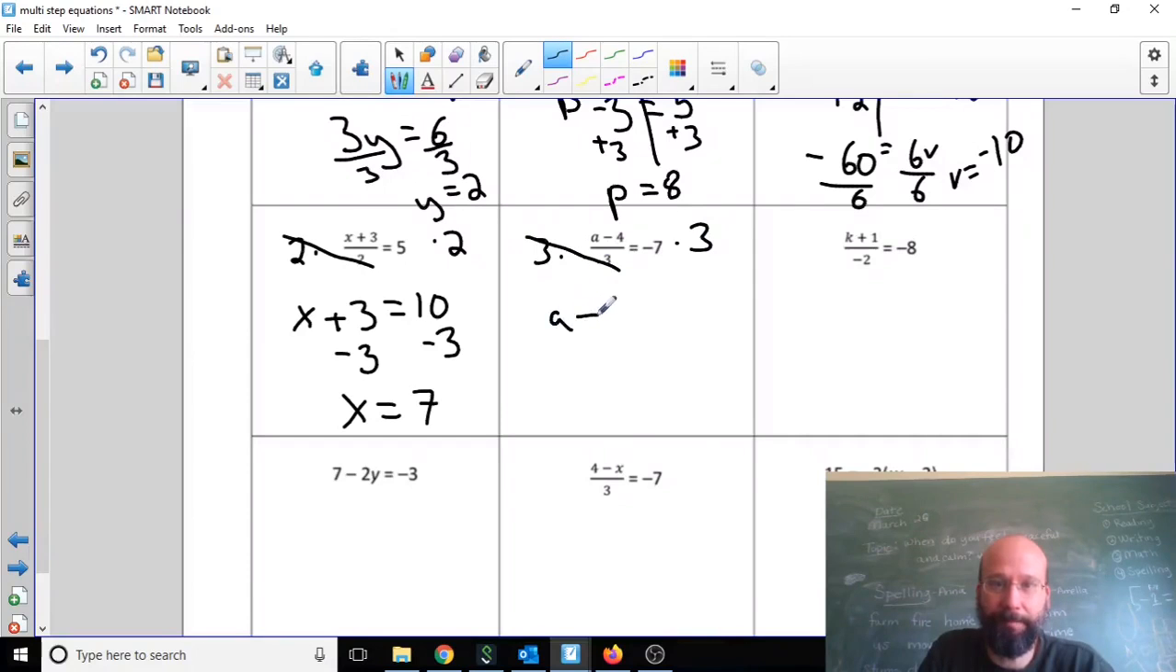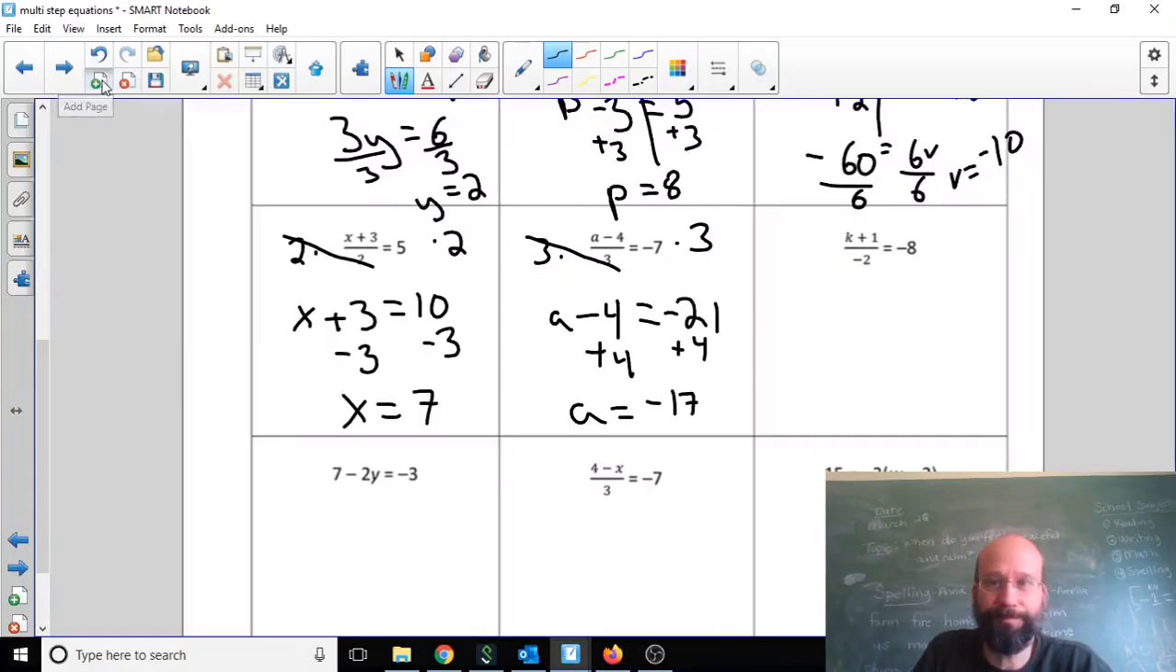You're left with a minus 4 equals negative 21. Because these cancel, negative c times 3 is negative 21. I move the minus 4 over by plus 4. A equals negative 17. Again, this is a big fraction.